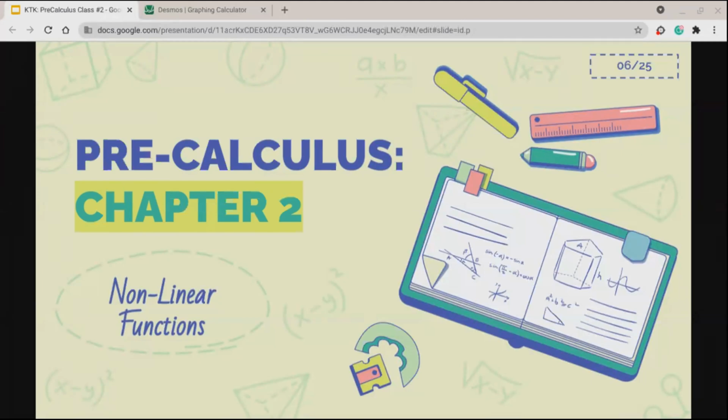All right, we're going to go ahead and get started with the pre-cal class because we do have a lot to go over today. Today we're going to be going over chapter 2, which is nonlinear functions.